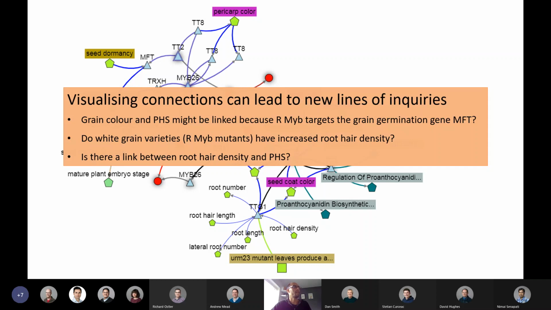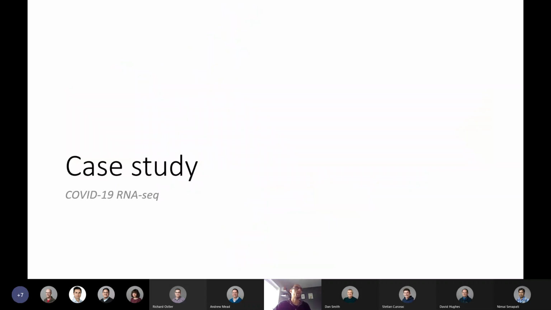The other question scientists might ask by looking at the knowledge graph is, do white grain varieties have increased root hair density? Again, something that nobody has thought about, looking into the underground phenotypes and traits as well for our mutants. So it would be interesting to study the number of root hairs for our mutants. And is there a link between root hair density and pre-harvest sprouting? Is maybe the pre-harvest sprouting happening because the root hair density is different in different varieties? So lots of interesting questions and ideas that NetMiner helps scientists to generate.